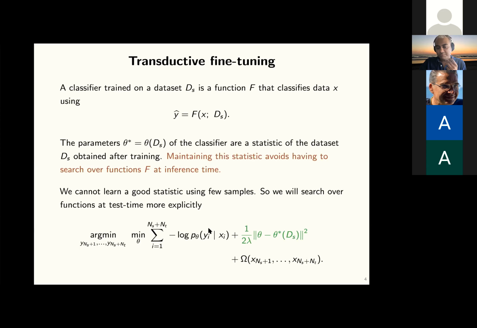The first term is the objective. The second term is simply making my job a little easier. It is a proximal term that keeps my parameters close to what I trained on the training set. That way I don't have to search over all possible parameters when I do the minimization. This is the fine tuning part.